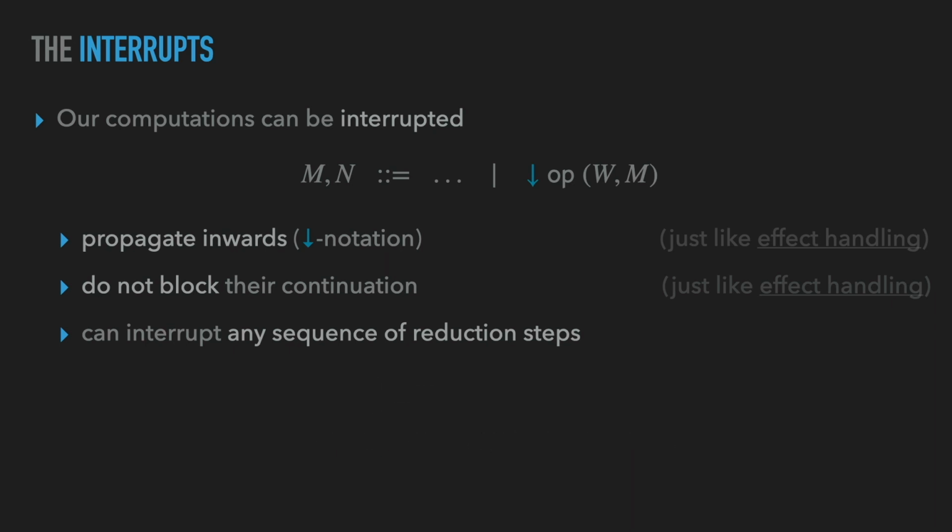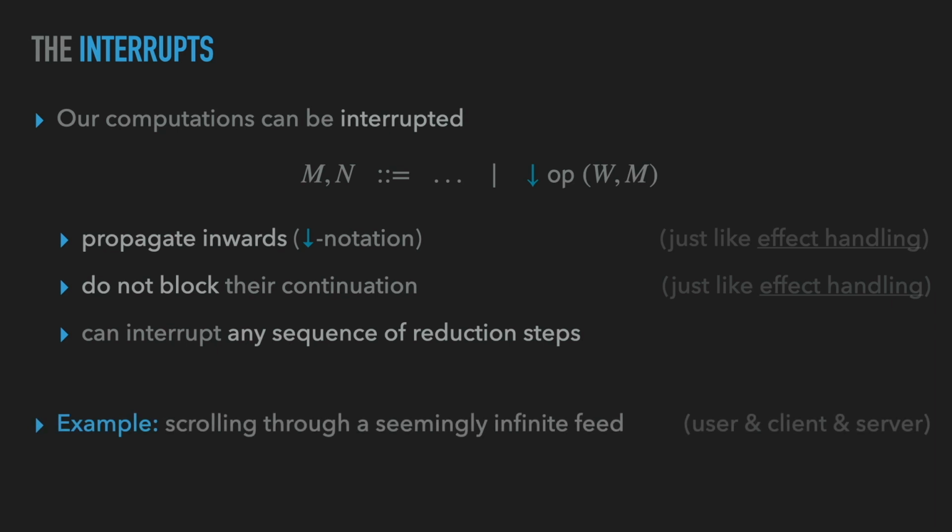And returning to our running example, let's look at a couple of interrupts of interest there. First, the client process could get an interrupt with the new batch of data issued by the server, and also the client process could get an interrupt with a request to show the next item to the user.